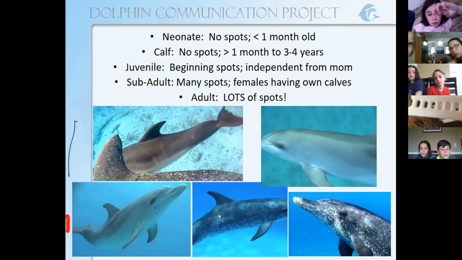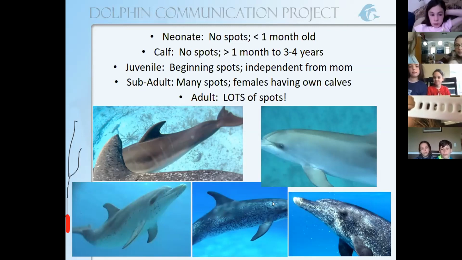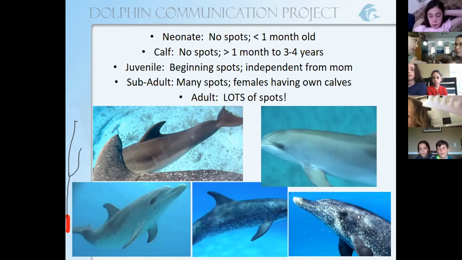And then it keeps getting spots. So it keeps getting dark spots, but it also continues to get more and more light spots. But they're still spread out. You can still see them all. And then they keep getting spots, more and more and more spots until it has spots on top of spots. And that's when it's an adult.